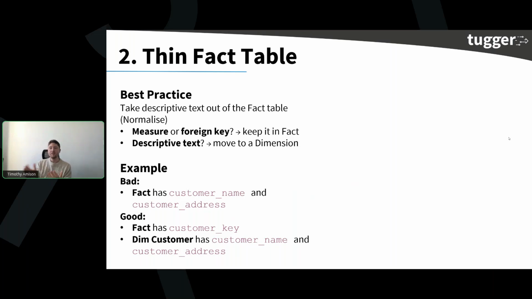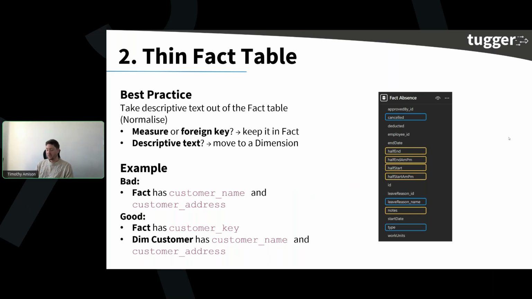So as I've shown here, a bad example is having a customer name and a customer address inside our fact sales table. The best way to do this would be to, instead of using the whole name, use the key. That would be like the number 1, 2, 3 that tells you which customer, and then have a separate table called dim customer, whatever you want to call it, where you have this descriptive information about the customer, like their name and address, without taking up loads of space in your already very big fact table.